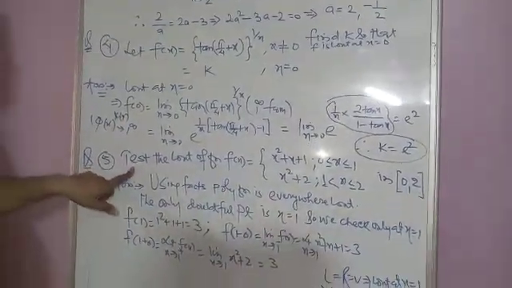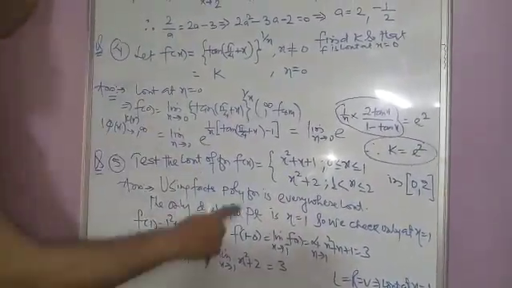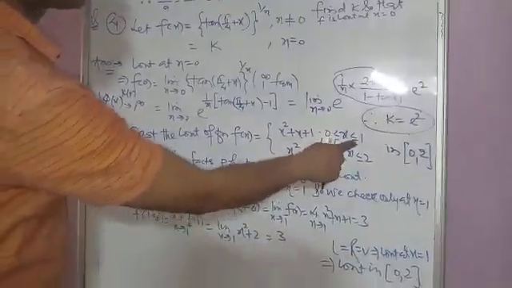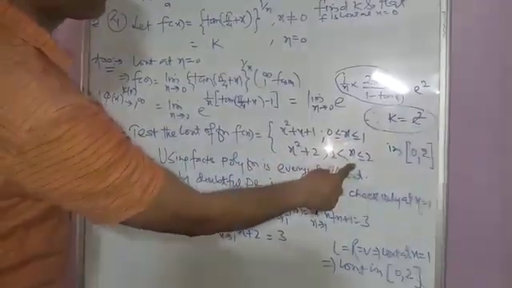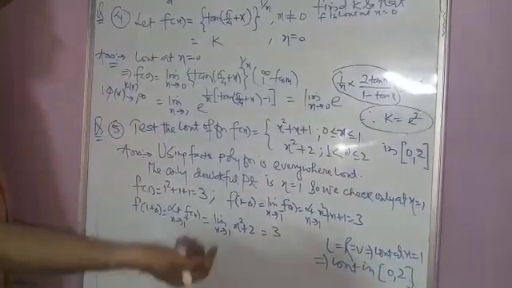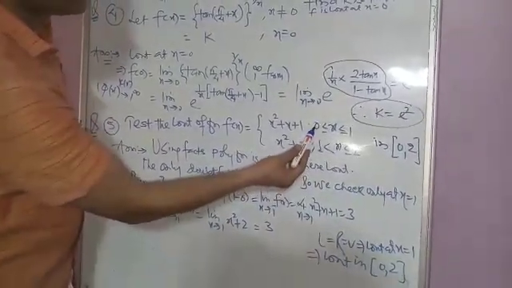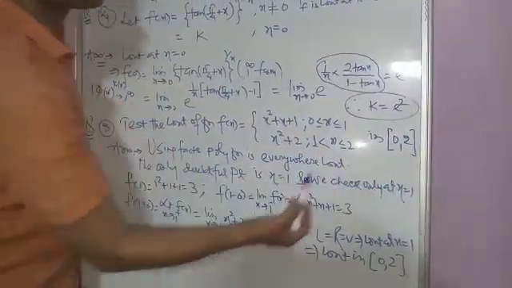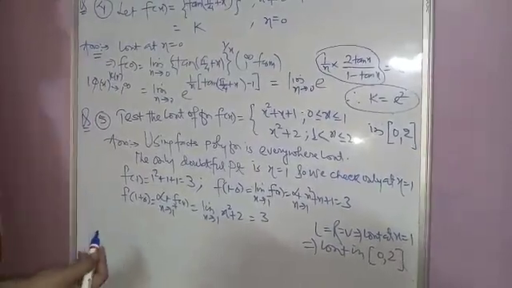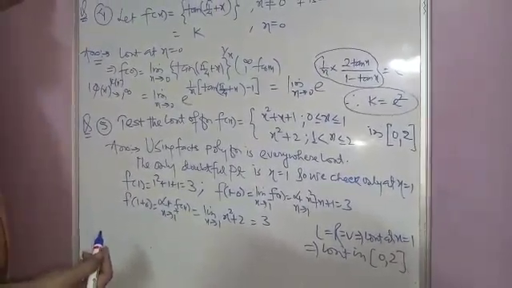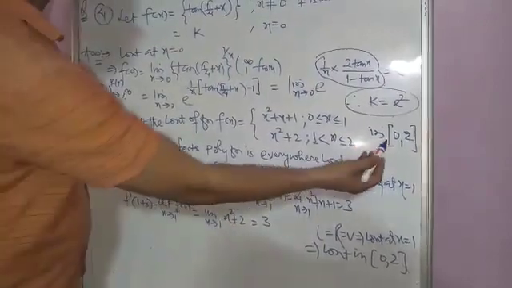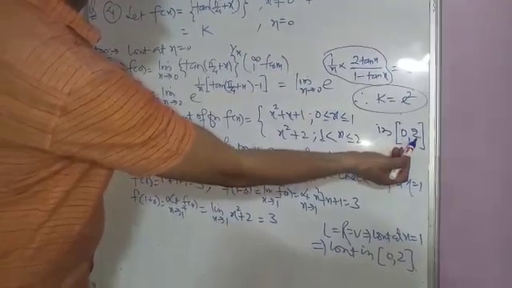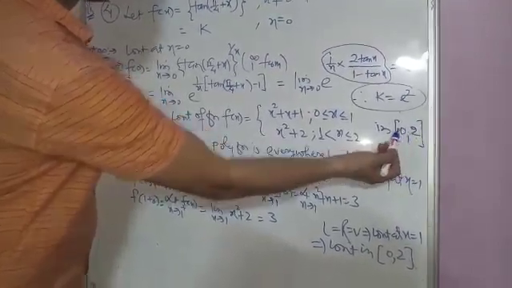Fifth question is here. Test the continuity of the function x square plus x plus 1 for x lying between 0 and 1, equality on both, and x square plus 2 for x lying between 1 and 2, equality on 2. Here we notice that the domain of the function is the closed interval 0 to 2. We have studied in previous classes the continuity of a function on a closed interval: continuity at the left end, continuity at the right end, and continuity at intermediate points.